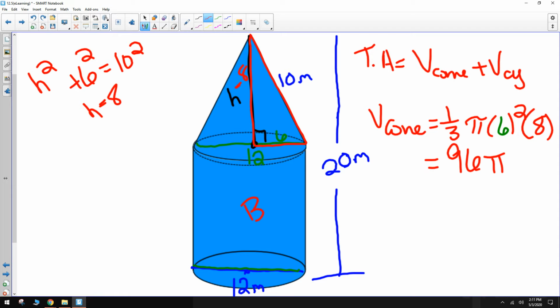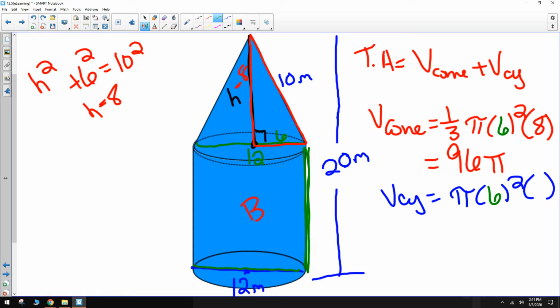All right, and then I can find the volume of the cylinder. The volume of the cylinder is just pi r squared times the height. The radius is still the same because they share the diameter, so it's 6. And then the height of the cylinder goes from here to here. Okay, so if the total height is 20, I know that this piece is 8. Here I just have to take 20 minus 8, which gives me 12. So the height of the cylinder is 12. So I multiply that together, and my answer is 432 pi.